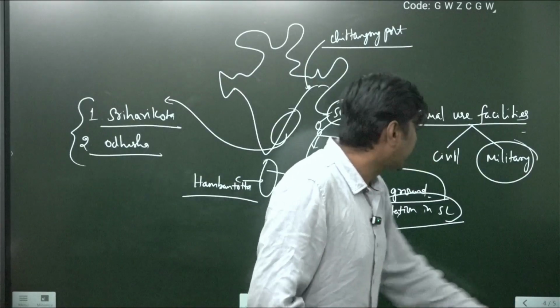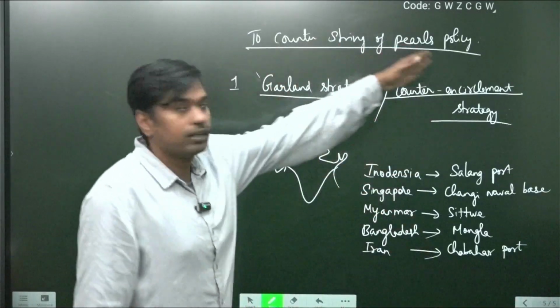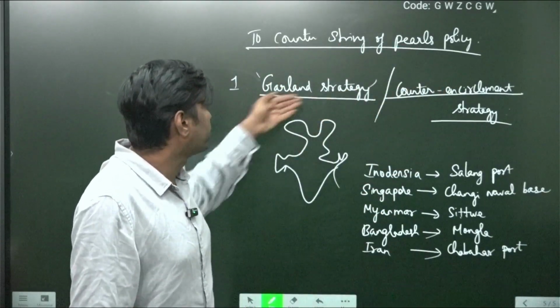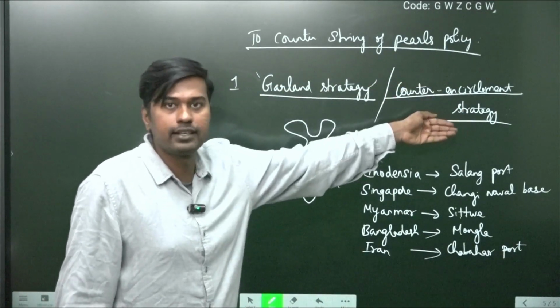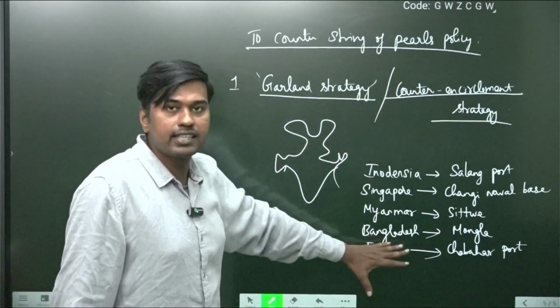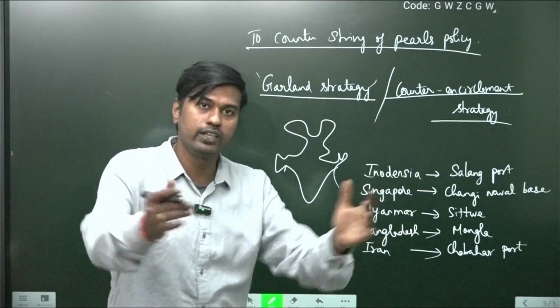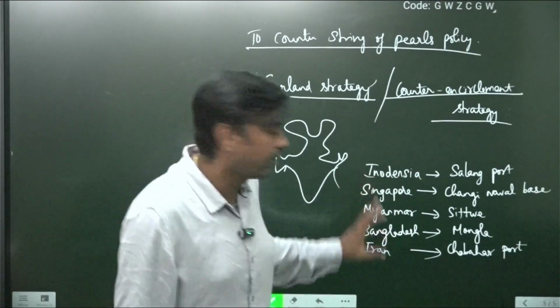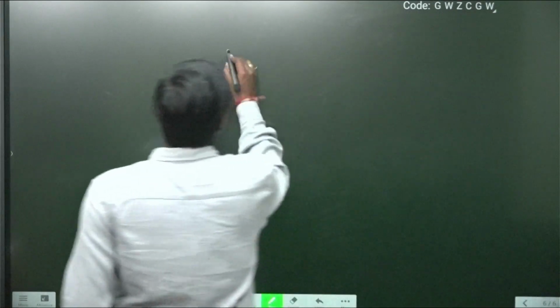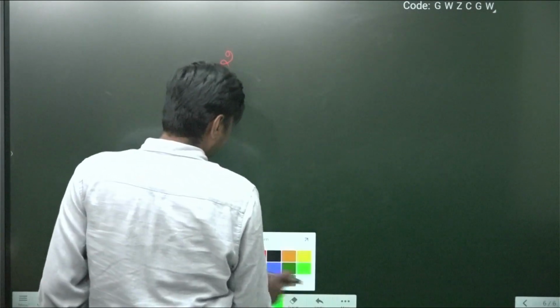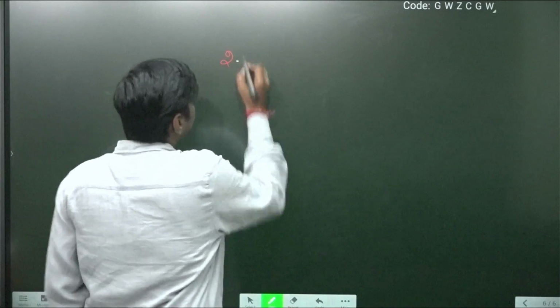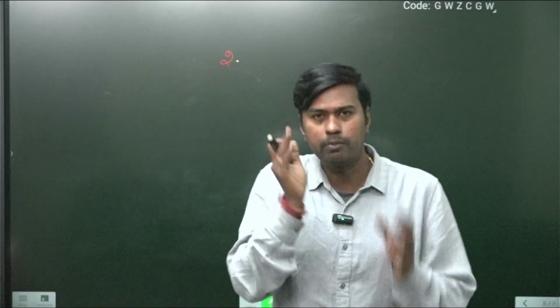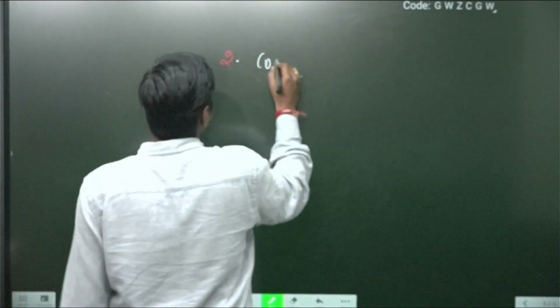So the first strategy we have in tackling the string of pearls policy is the execution of a garland strategy or counter encirclement strategy, where India is also making its presence surrounding the areas where China is dominantly present. So this is one thing India is doing, friends. And second thing, India is also trying to develop a lot of coastal radar networks.